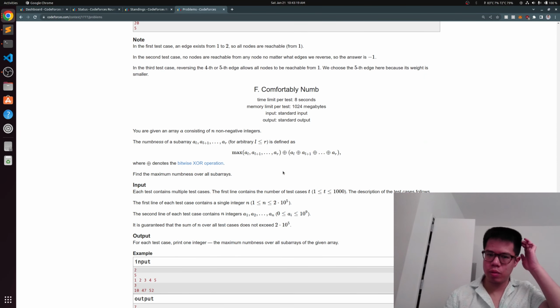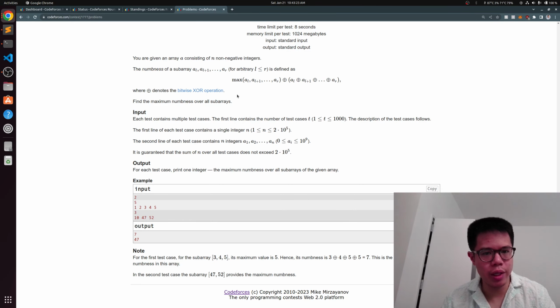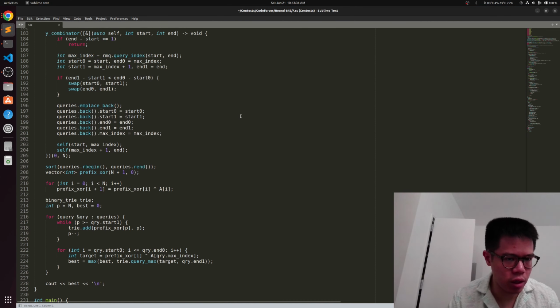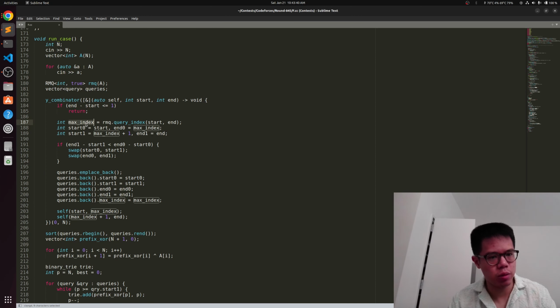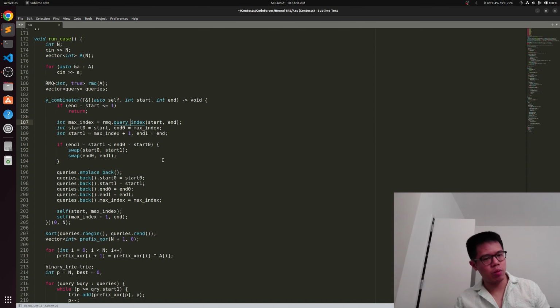Okay, last problem, problem F. So for this problem, you take a subarray and you would take the XOR of every value in the subarray, but you remove the max. And you want to find the maximum of this operation over every subarray. Okay, so we can do a little divide and conquer. The divide and conquer starts for the full array, 0 to n, and it always finds the maximum index. And then based on that, we're going to compute the answer for every subarray crossing this maximum.